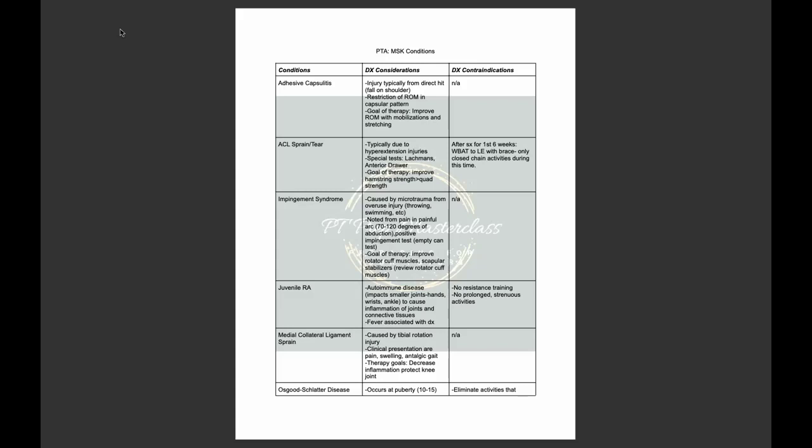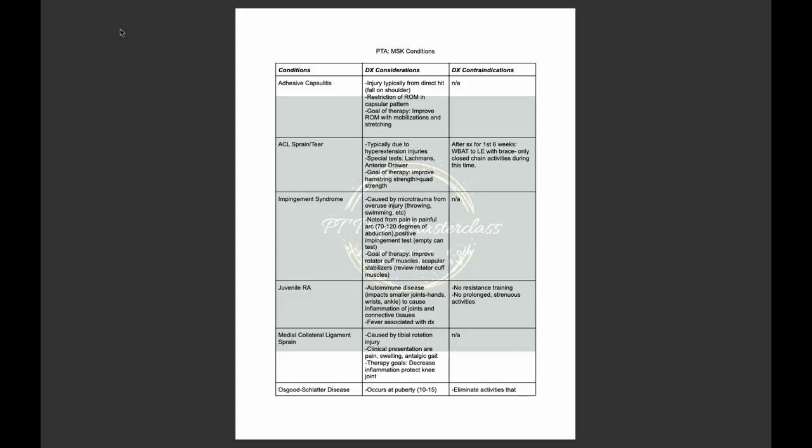Remember that there are 4 grades of mobilizations to take into consideration. Grades 1 and 2 are going to be during the acute phases to reduce pain, whereas grades 3 and 4 are going to be to actually improve range of motion when pain has gone away.